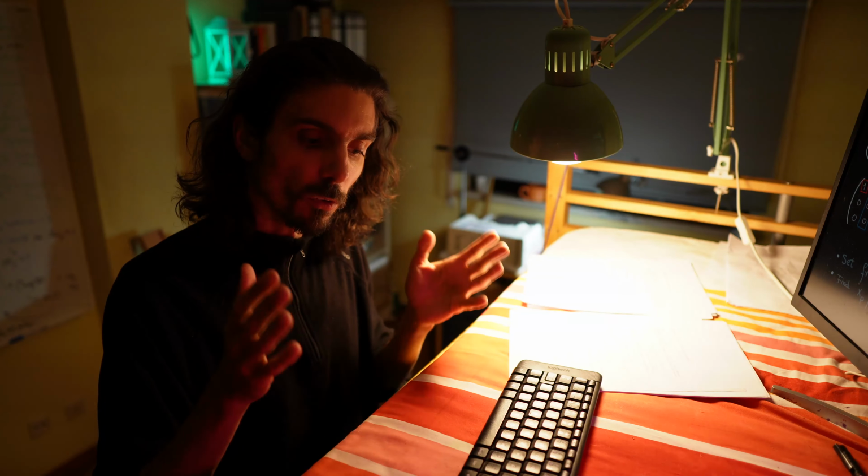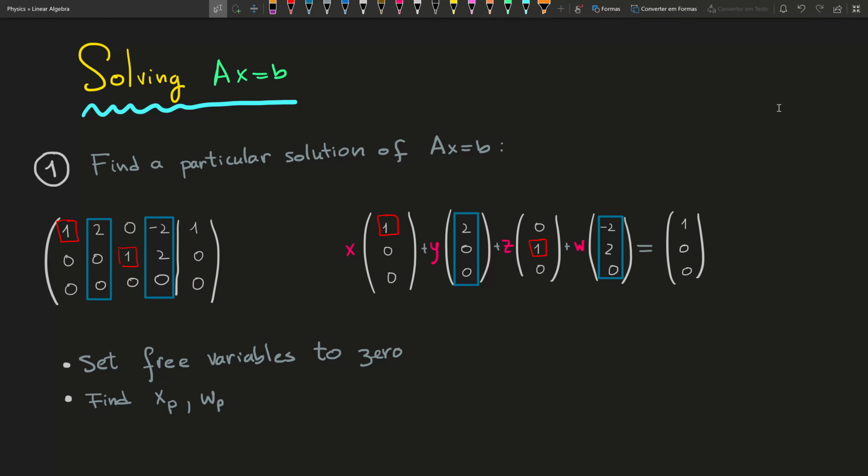This time we are going to see a three-step procedure to find solutions of a system of equations Ax = b. The first step is to use the elimination process to simplify Ax = b as much as possible. We already did that before, so you get this.